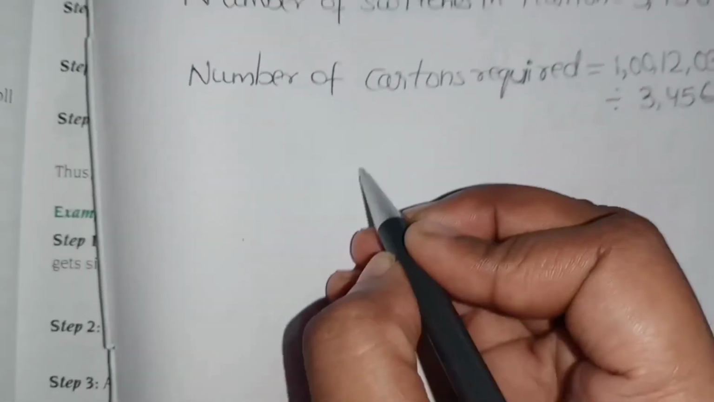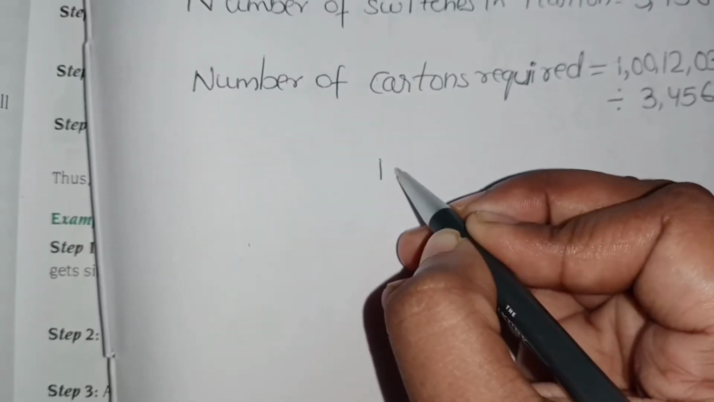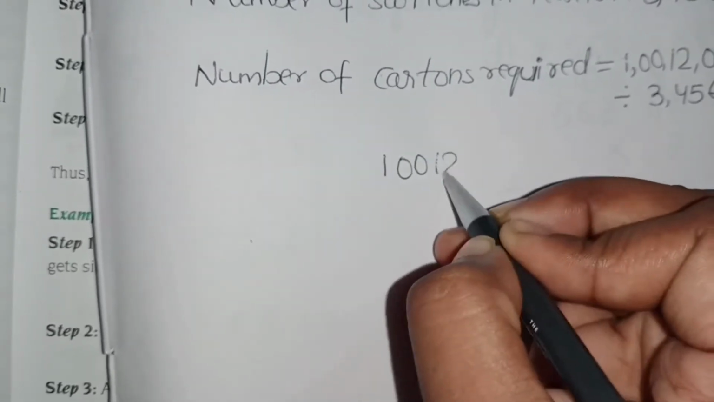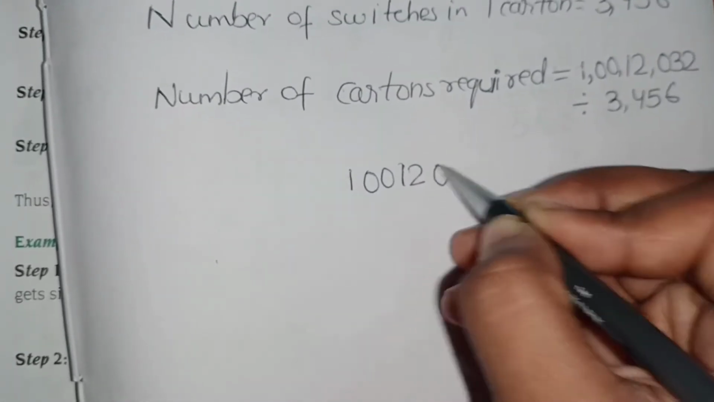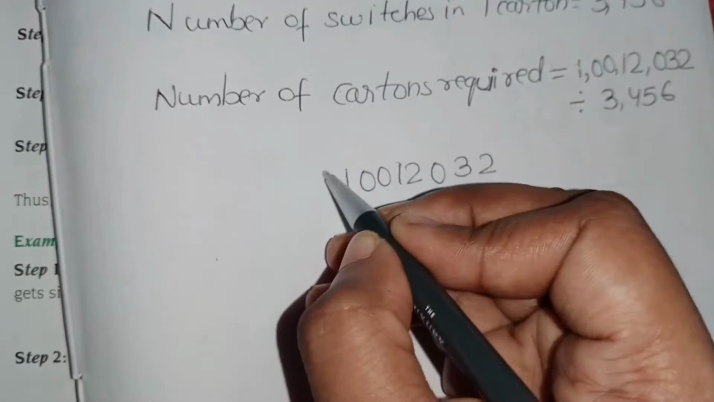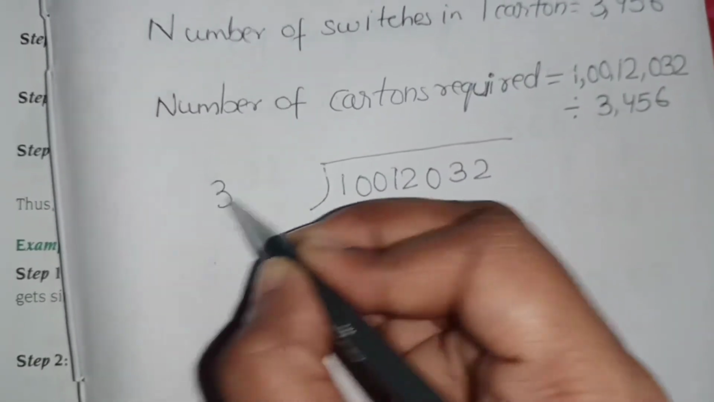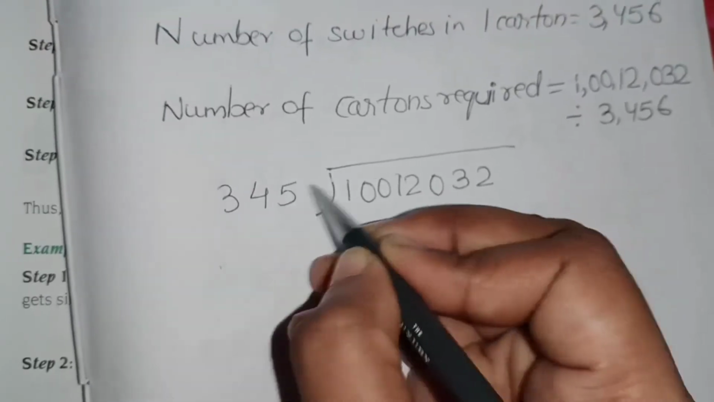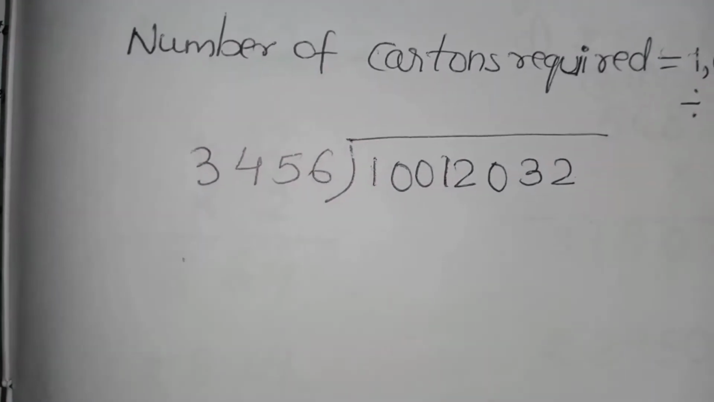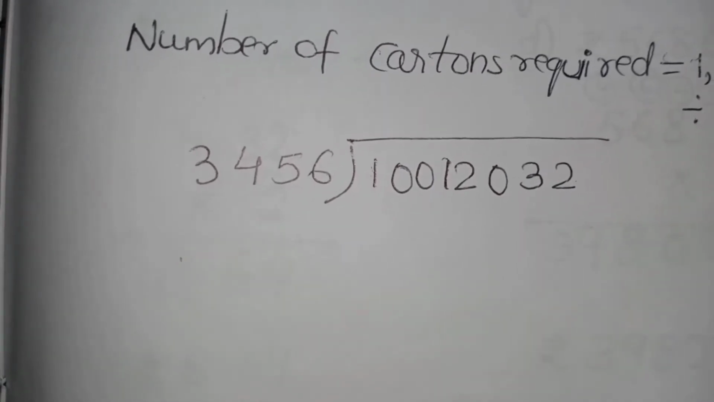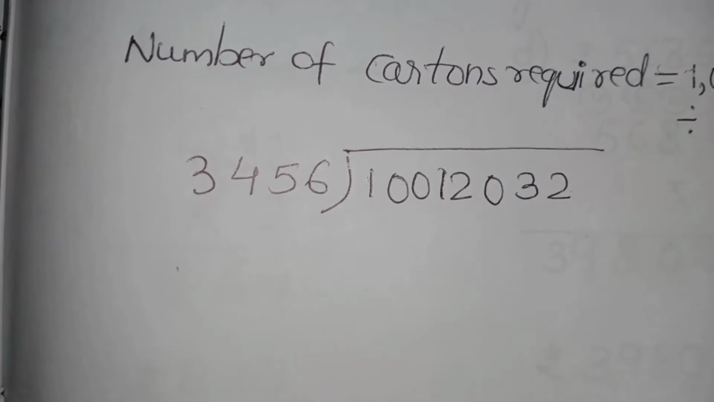So let's write here and divide. 1 crore 12,032 divided by how much? 3,456. Now if you don't know the table of 3,456, you can write it separately by multiplying by 2. One by one you will multiply and write.